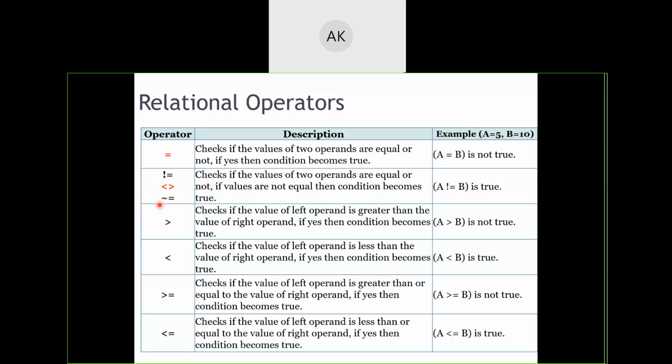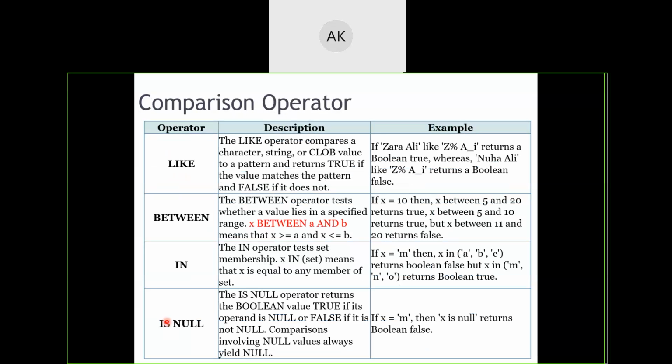Similarly, we have got tilde and equal to sign representing not equal to. Single equal to will be used for comparison operator. There are no double equal to's here. The greater than, less than and greater than or equal to are all same as that of your C language.